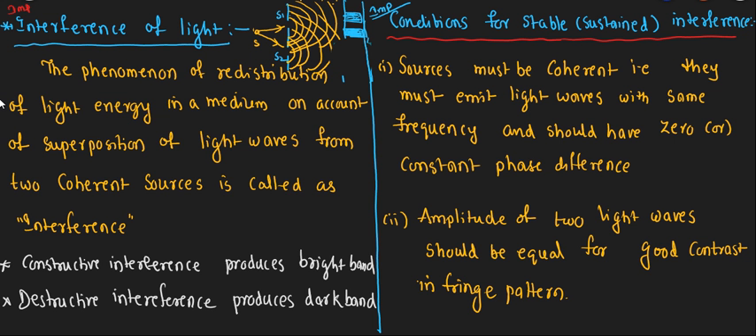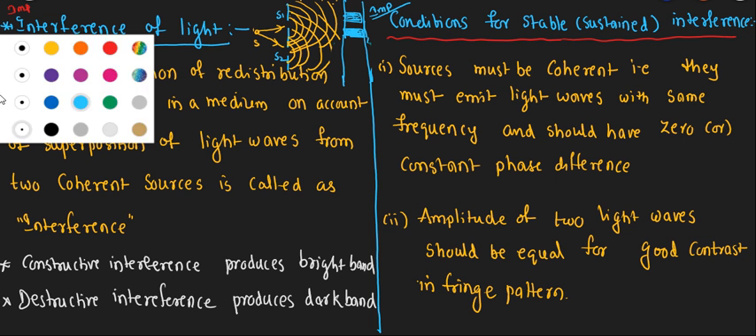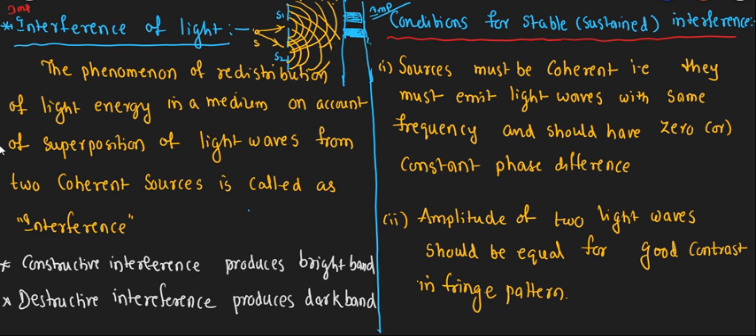This is the screen you see here, and here you will again observe the bright band and dark band. Like this continuously, one is a bright band and the other is a dark band. This is bright, and this is bright. In the middle of them, there are dark bands. Like this, you will observe alternating bright and dark bands on the screen.